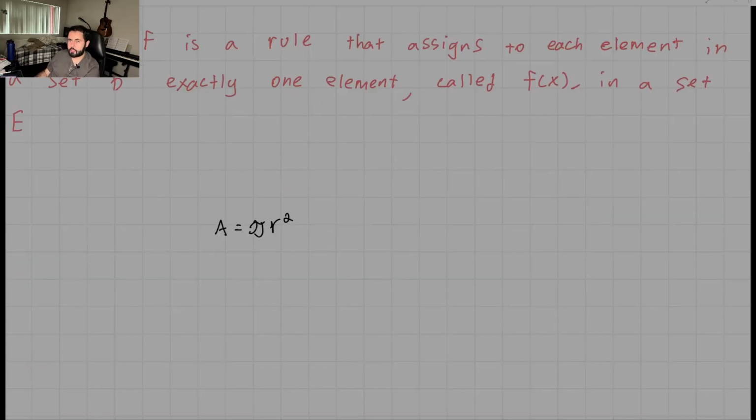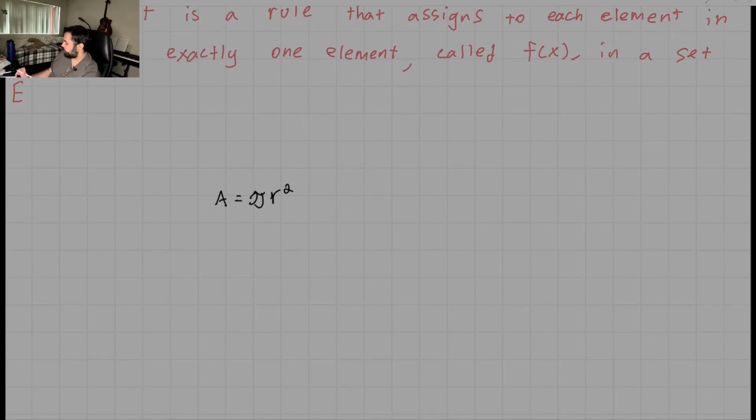Now, going back to our equation for a circle, there's a couple of other terms that I want to make sure you guys are familiar with. Our input, which is the radius of the circle, is considered an independent variable.